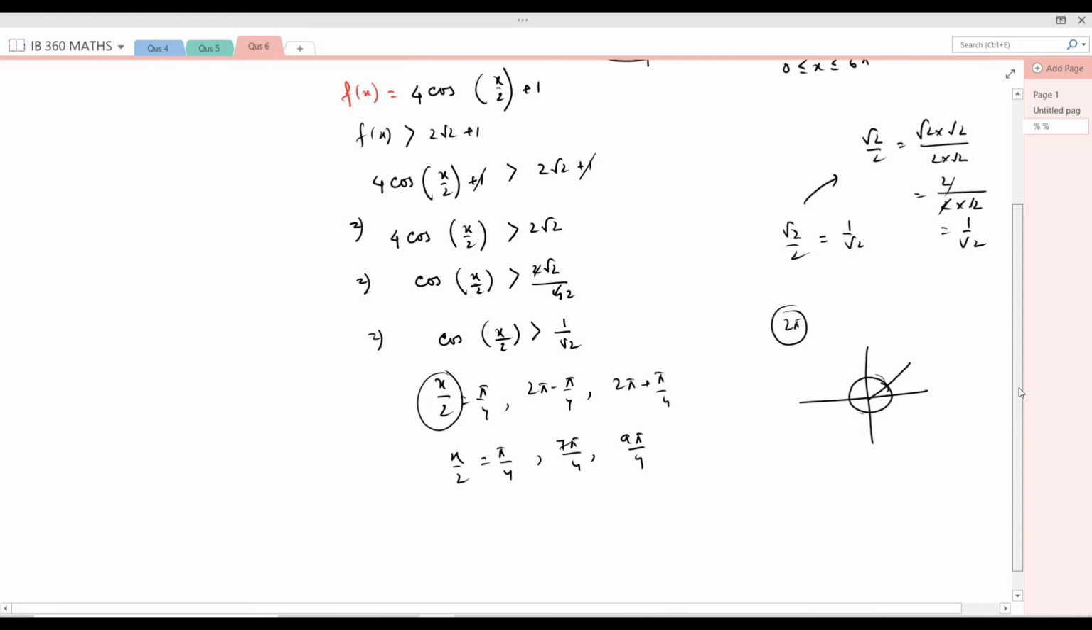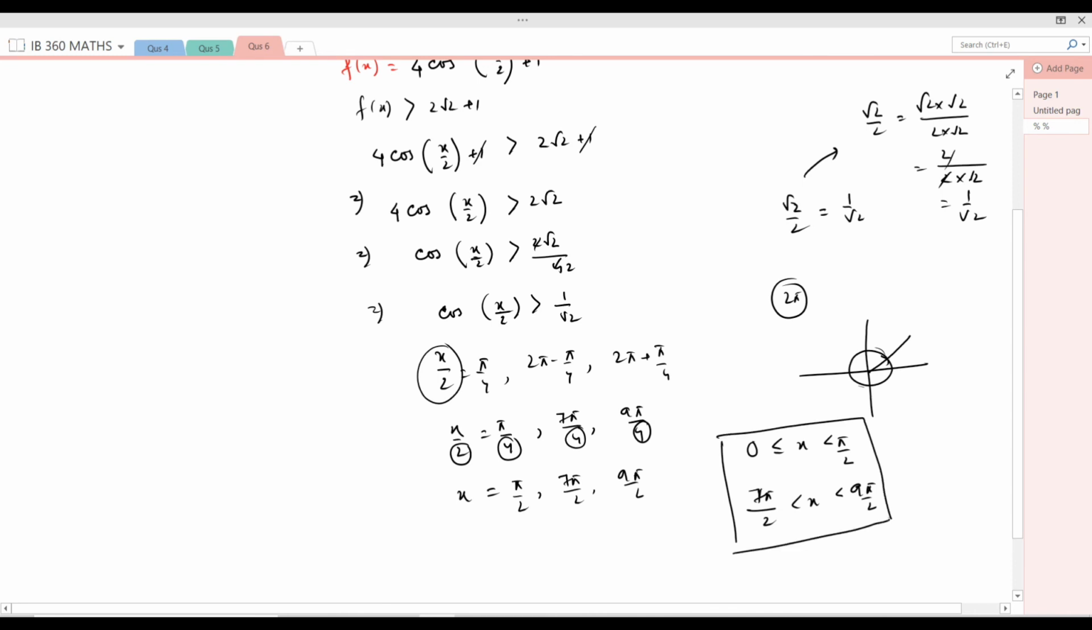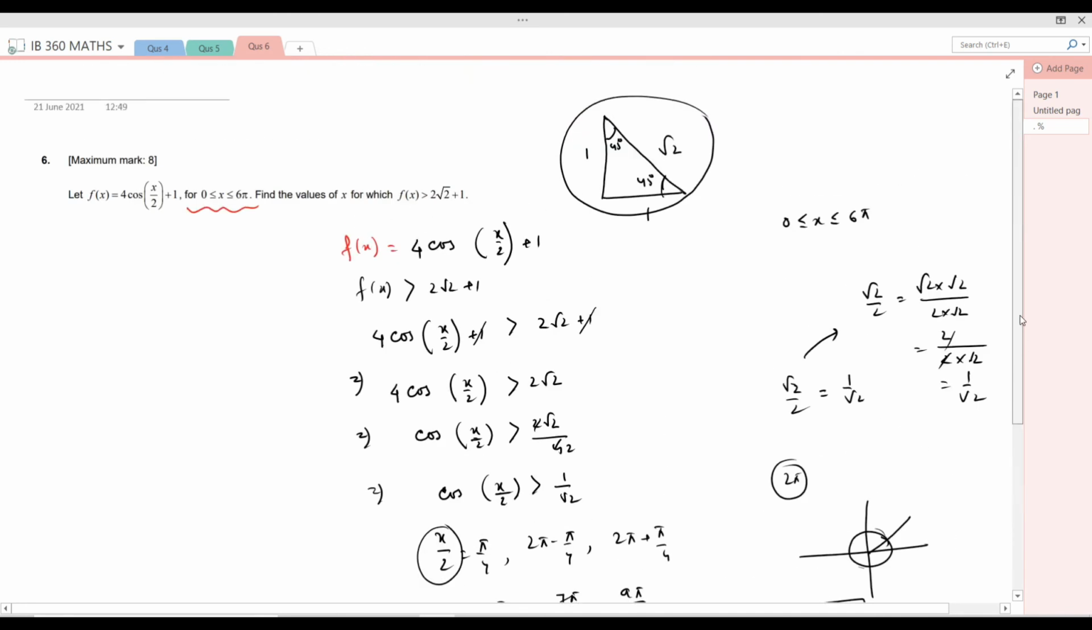So now from here, for x it will be π/2, 7π/2 and 9π/2, as we multiply all the fractions by 2. In this way we get x less than π/2, and another range, 7π/2 < x < 9π/2. These two ranges we get within 0 ≤ x ≤ 6π. Yes, it is less than or equal to 6π.